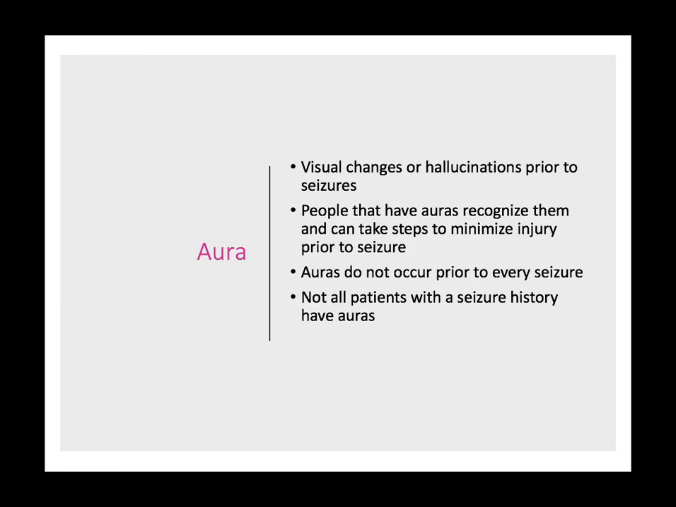So what happens during a seizure? Sometimes, not all, but sometimes patients might experience an aura. An aura is just kind of like a visual change or a hallucination prior to a seizure. People that have auras recognize them, and sometimes they can take steps to minimize their injury. So they're going to be like, I need to lie down, or I need to get to a chair, I'm going to be going into a seizure. Or sometimes service dogs will be able to recognize a patient that's having an aura and be able to give assistance to them at that time.